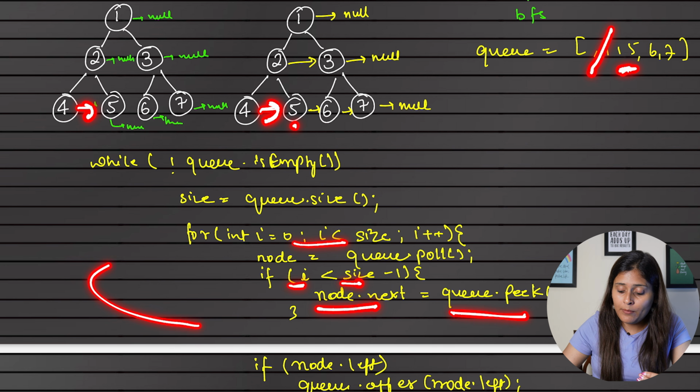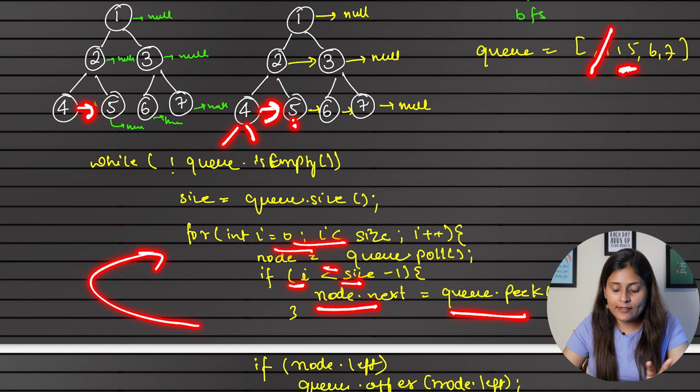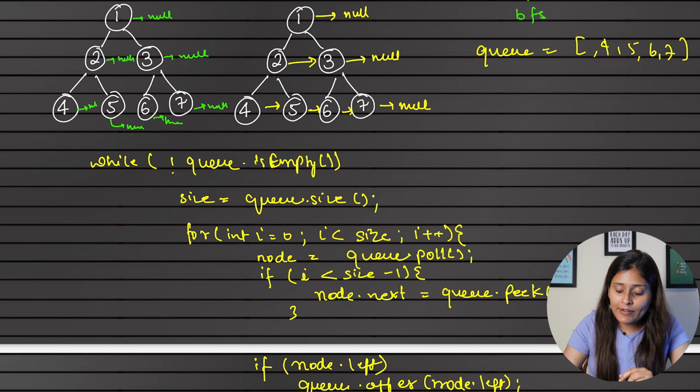Similarly, next time we'll pop 5, because for 4 there are no children, so we'll not insert anything. Now when we pop 5, for 5 also index is 1. Size minus 1 is 3. Is 1 less than 3? Yes. So again 5 next will get connected to q dot peek, which is 6.